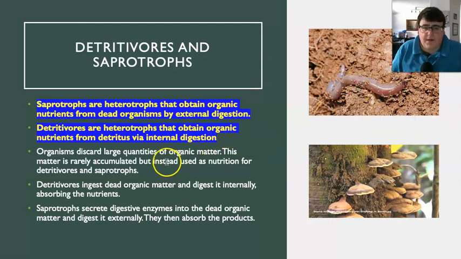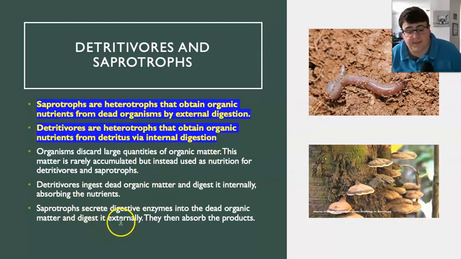Okay. A lot of organisms will discard large quantities of organic matter. Okay. Rarely does that matter accumulate. Instead, it's used as nutrition for these detritivores and saprotrophs. Okay. These detritivores will ingest that dead organic matter and digest it inside their bodies, absorbing the nutrients, whereas saprotrophs will secrete digestive enzymes, which will physically break down the dead matter outside of the body, and then they'll digest the products of that once it's been broken down by those enzymes.